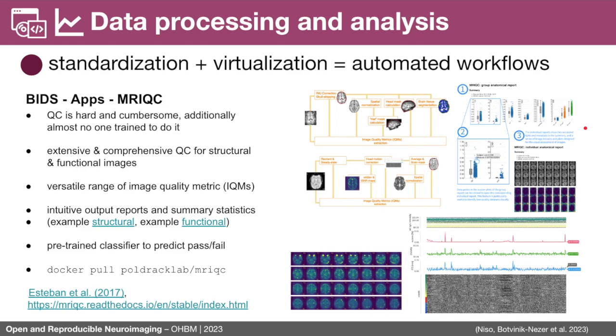You get, as you can see here, intuitive output reports and summary statistics, so that even if you don't have a lot of experience doing quality control, it's easy for you to spot potential problems in your data. And there's even a pre-trained classifier to predict good or bad data quality. So saying that, oh, you should maybe exclude this participant from further analysis, that you can run on your MRIQC data. And again, all of that is open for you out there. You can check the paper and definitely read the docs.